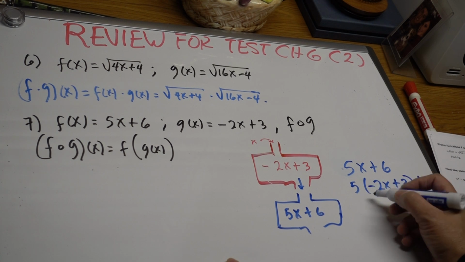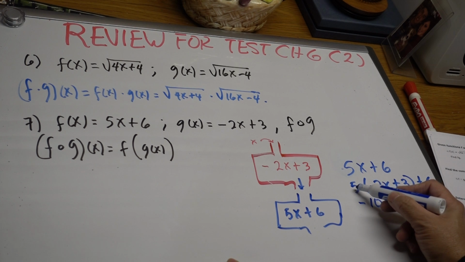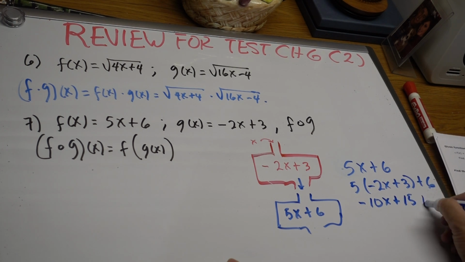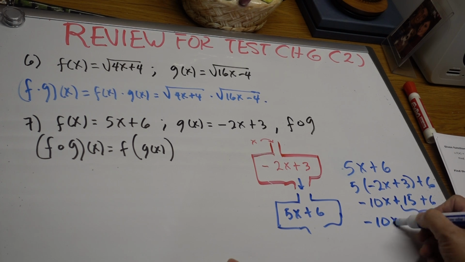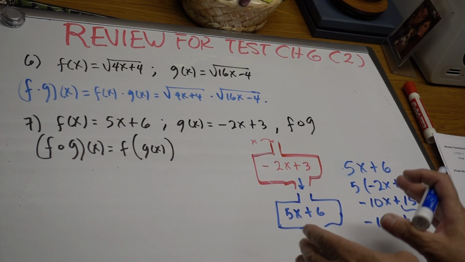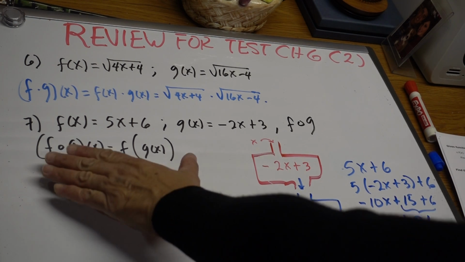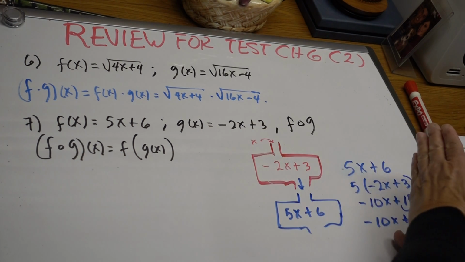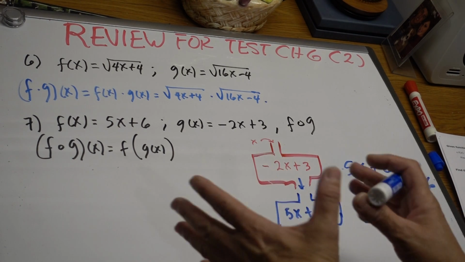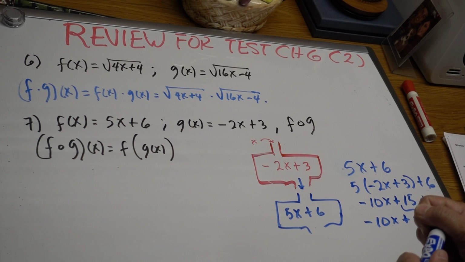Then distribute the 5, we have negative 10x plus 5 times 3 is 15, plus 6. Combining like terms, we have negative 10x plus 21. This is you using the illustration of the boxes or the machines that we have been doing in class. But if it is not necessary for you, you can just go through the process without this. I'm helping you to understand what is behind the concept of composition of two functions.